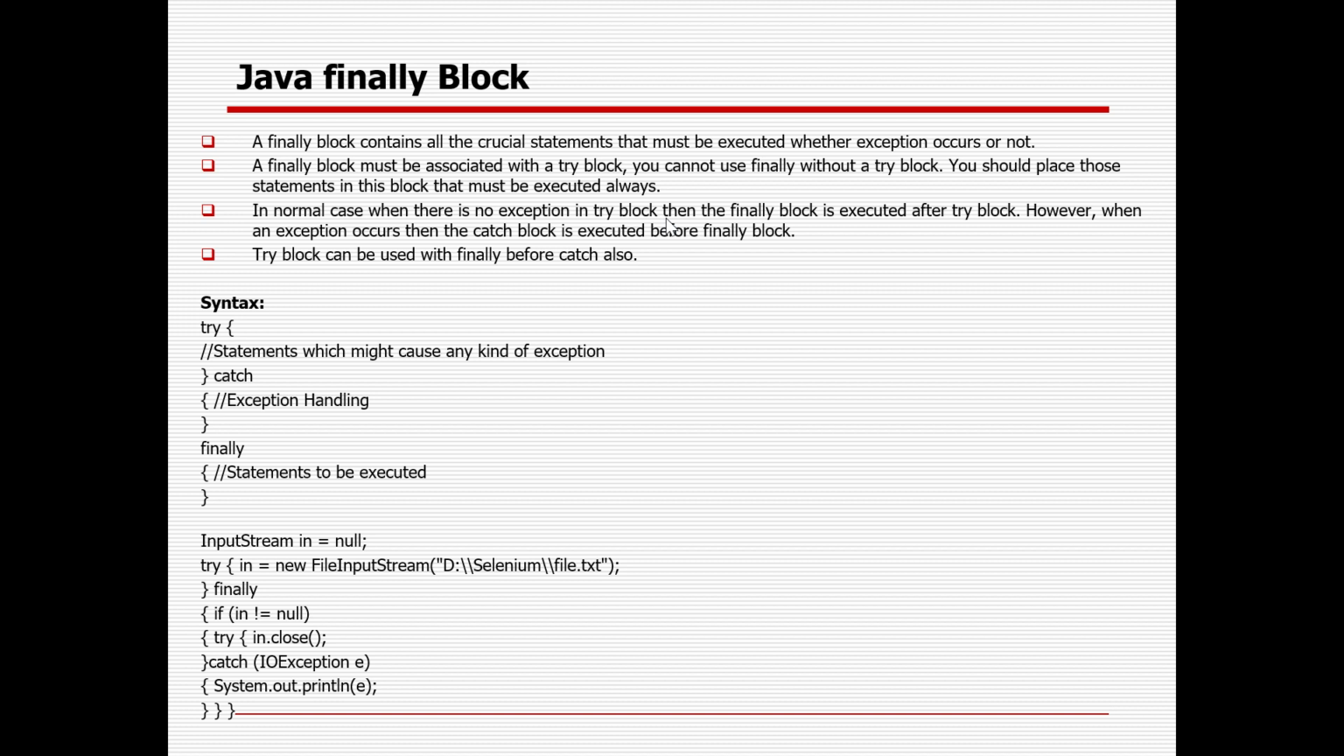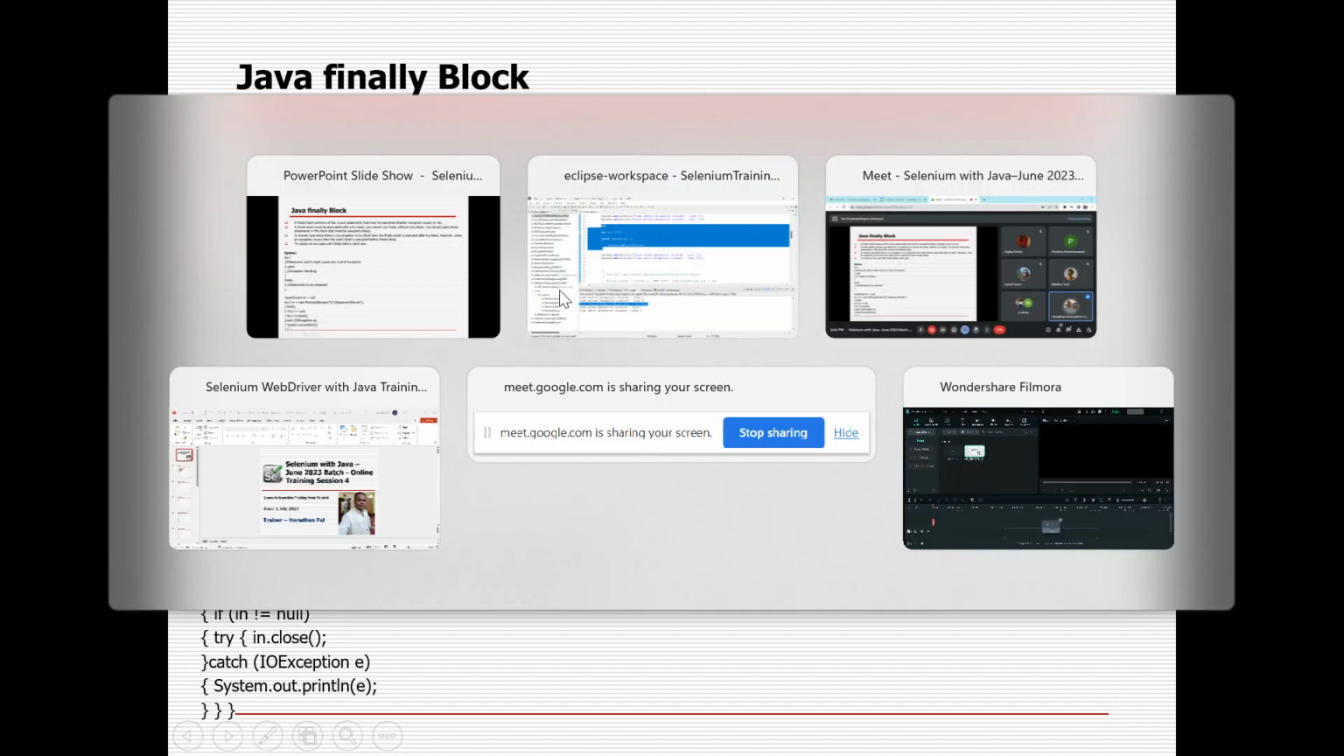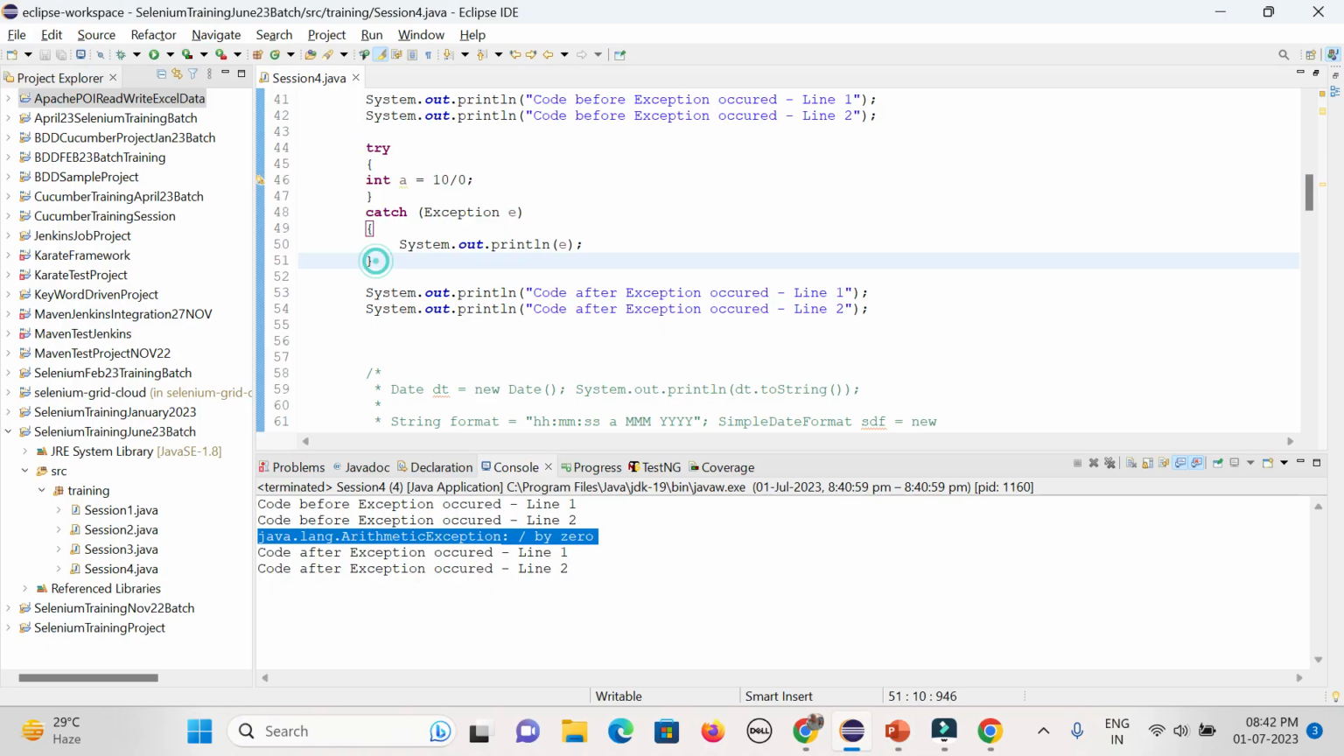So the Java finally block contains all the crucial statements that must be executed whether the exception occurs or not. I want to execute the finally block always, it does not matter whether an exception is coming or not. The finally block must be associated with a try block. You cannot use finally without a try block. You should always place in this block those statements that must always be executed. In normal cases where there is no exception, the try block and catch block will be completely ignored, but the finally block will always be executed. So what I can do is simply use a finally block here.